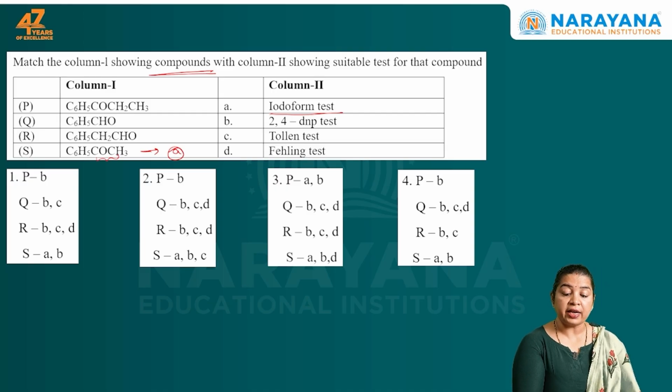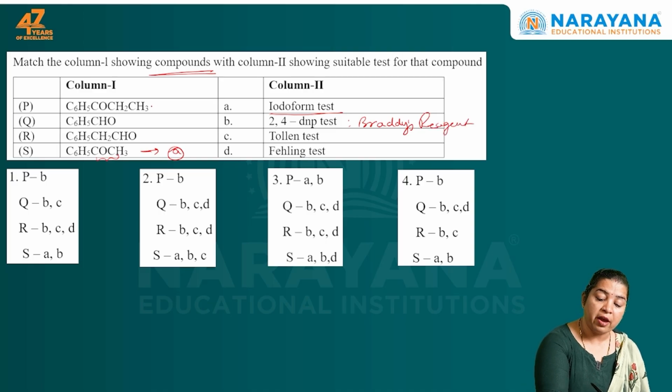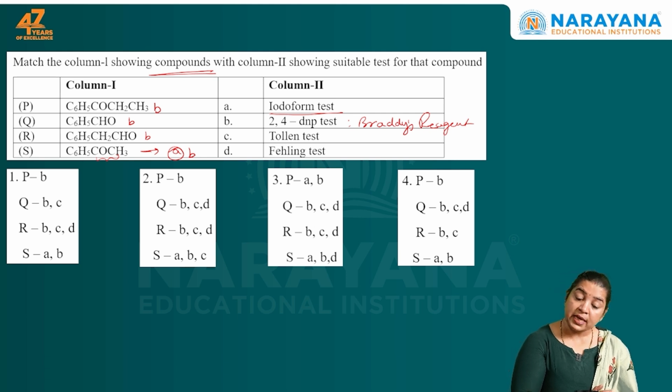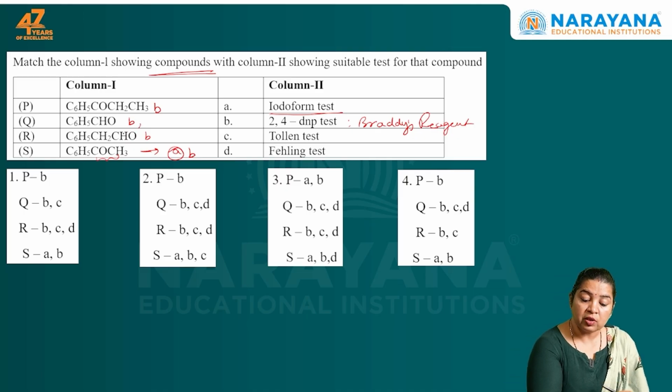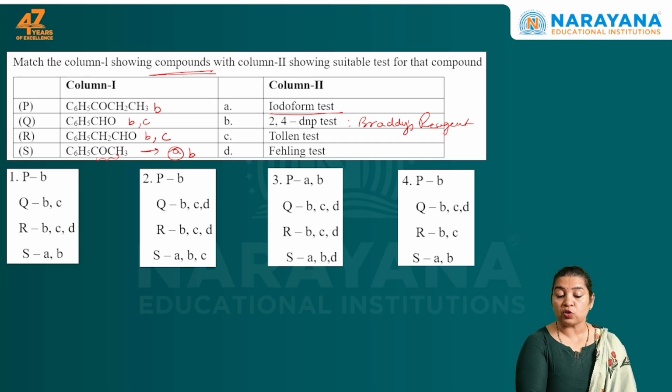B, 2,4-dinitrophenyl hydrazine test, that is Brady's reagent, right? This is also known as Brady's reagent test. And whosoever, oh, this will give, very well, this will give, and this too will give. So, B is like in all of the list 1 compounds, it will come. Okay, wonderful. Moving to C, Tollens test. It is a test for aldehyde, not for ketones. So, C will go for Q, C will go for R. P and S are ketones. Ketones do not give Tollens test.